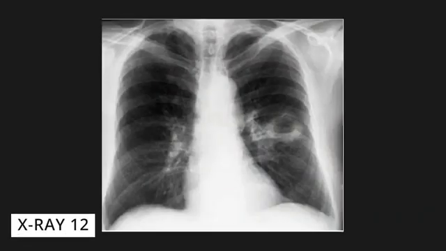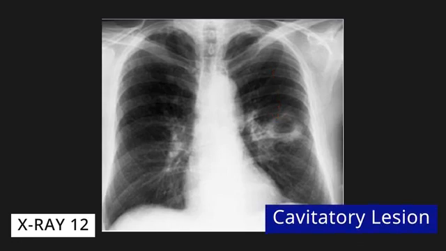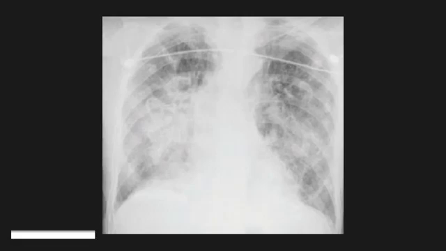X-ray number 12. In this X-ray, you can see a white rim encircling the black air on the left side. This is like a hole in the lung called a cavitatory lesion, and there are various causes for that. It could be abscess, neoplasm, necrotizing pneumonia. Coming on to the next one.